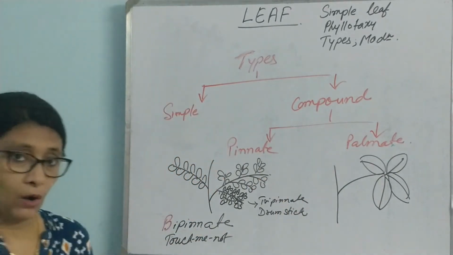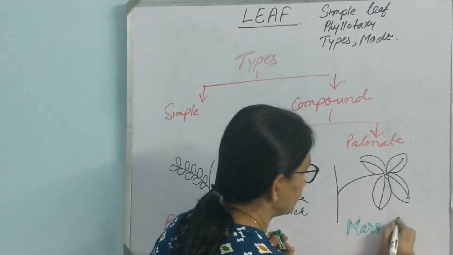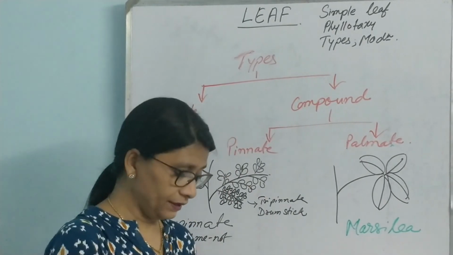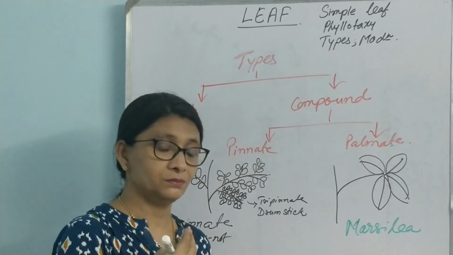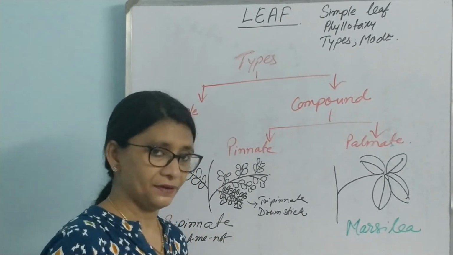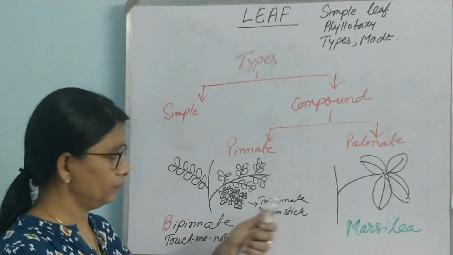Quadrifoliate leaves are found in Marsilea. Small weeds they are. The leaf is somewhat sour in taste. Small children, they eat it, even we used to eat. So Marsilea, that is just an example of quadrifoliate.